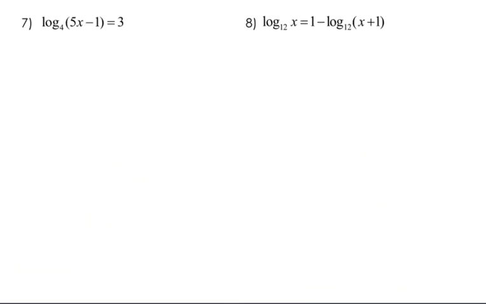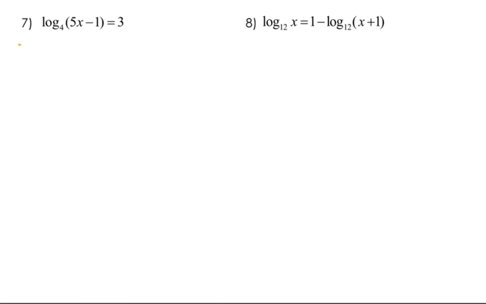Let's try a couple more here. If you look at number 7, you should see right away that we do not have logs on both sides. I only have one log. So you've got two options. Your first option is to change it to exponential form. That's what I like to do. I think that's the shortcut.